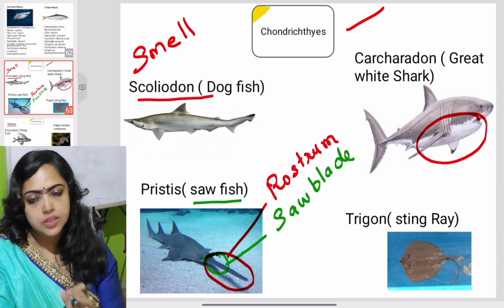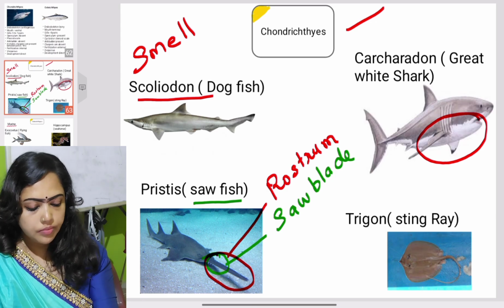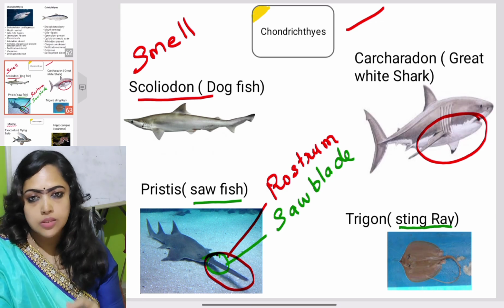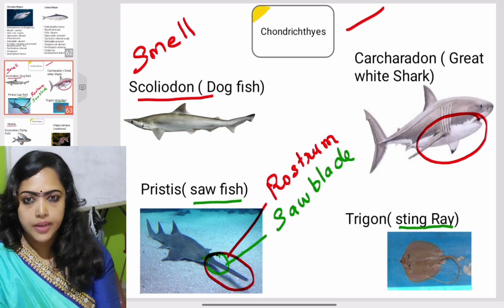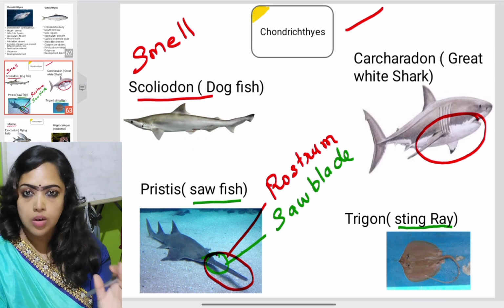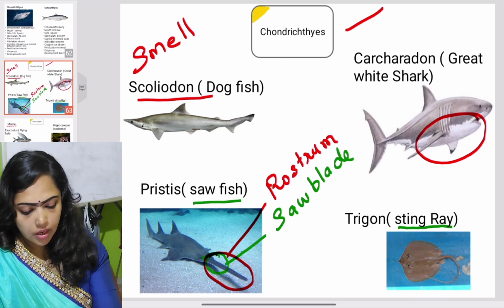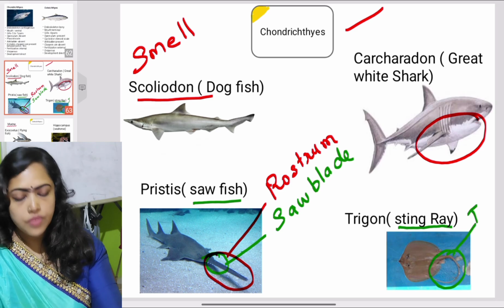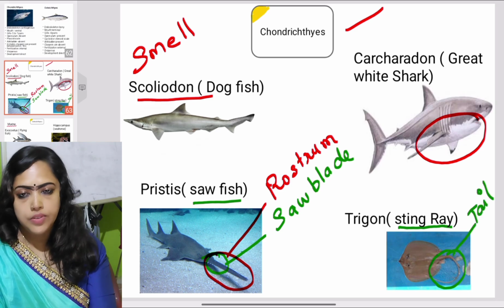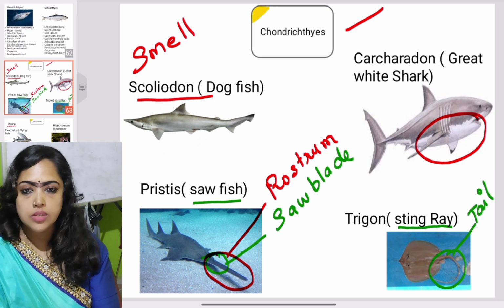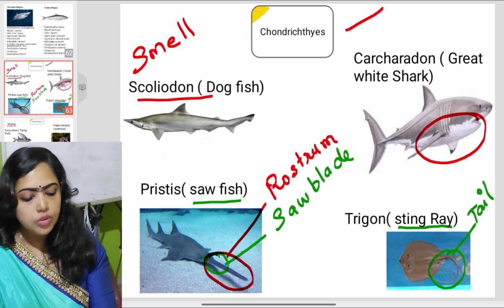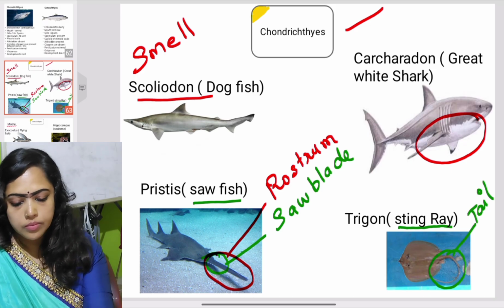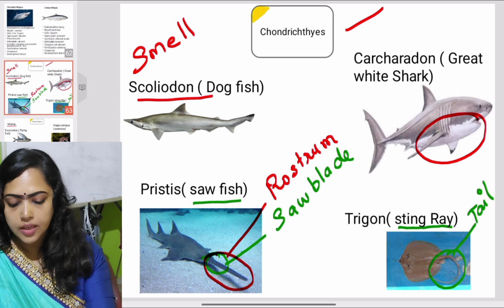The last example is trigon or stingray. Here name is on the basis of venomous spines on tail. Whip-like long tail is present. See, this is the long and whip-like tail, and this carry what? Venomous spines which act as a defense mechanism. So that is why the trigon is called as what? Stingray. So this is about the examples for chondrichthyes or cartilaginous fishes.